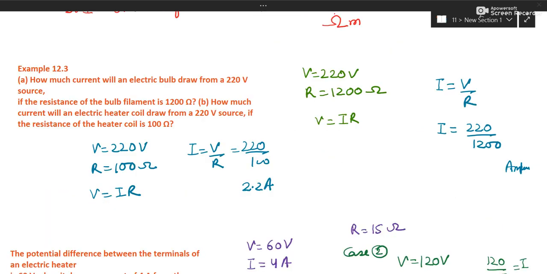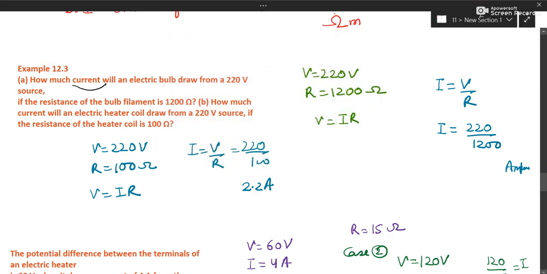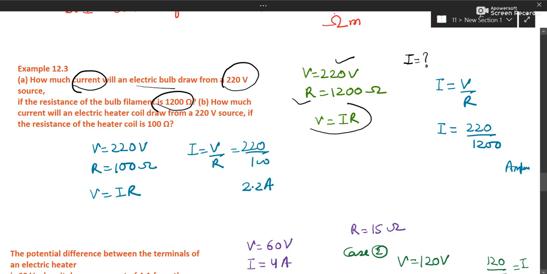Now let us see some in-text questions based upon the topic that we have just learned, that is Ohm's law. How much current will an electric bulb draw from 220 volts? So this is voltage. Current is to be found. How much current, they said? So I is equal to question mark. And resistance is 1200. So you can write here. We have this equation.